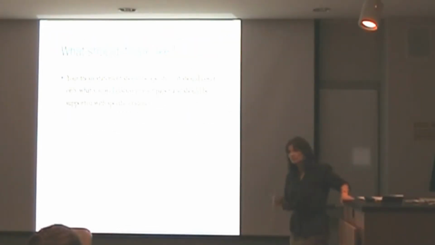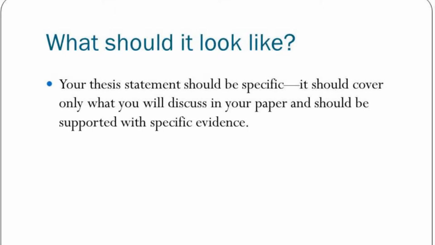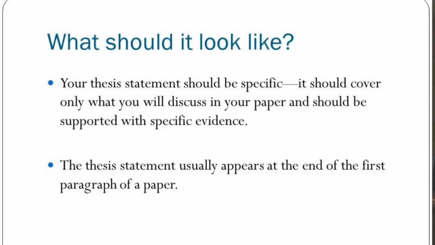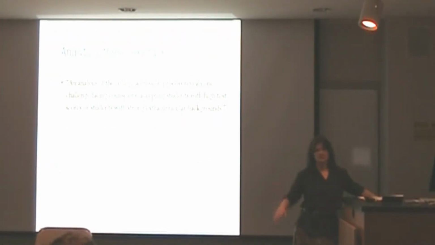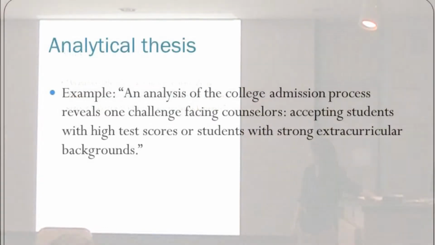What your thesis should look like is something that's very specific. It should cover only what you want to discuss in your paper. And it appears generally at the end of the first paragraph. What I'm going to do now is just look at 3 different kinds of papers because you write different things for classes, right? So for an analytical paper, it looks something like this.